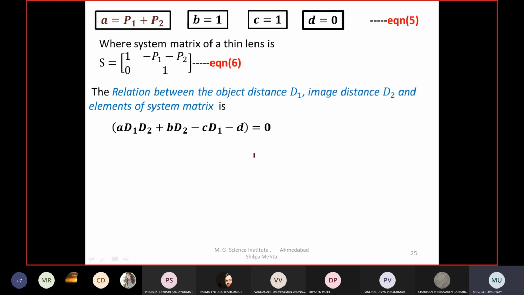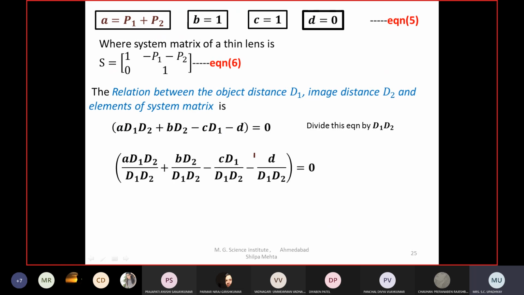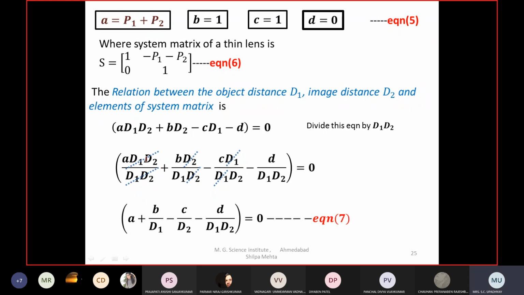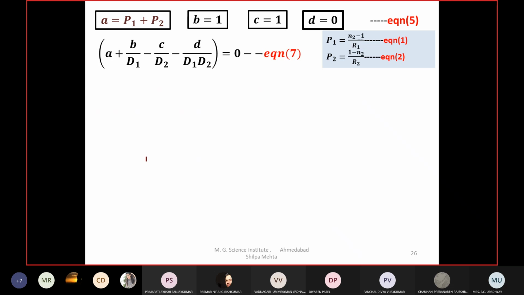This is our equation, which we just brought. Let us divide the whole equation by d1 d2. So if we divide the whole equation by d1 d2, each term is divided by d1 d2. 0 upon d1 d2 remains equal to 0. In the first term d1 d2 cancels out, in the second term d2 is cancelled out, in the third term d1 is cancelled out, and now our equation is A plus B upon d1 minus C upon d2 minus D upon d1 d2 equal to 0.